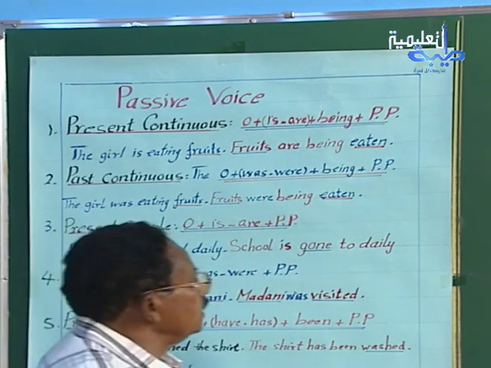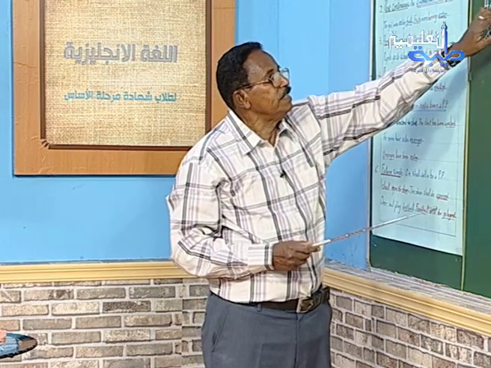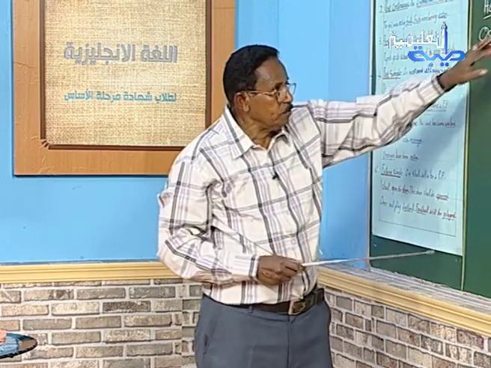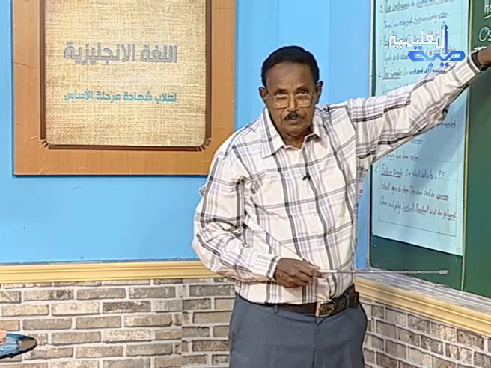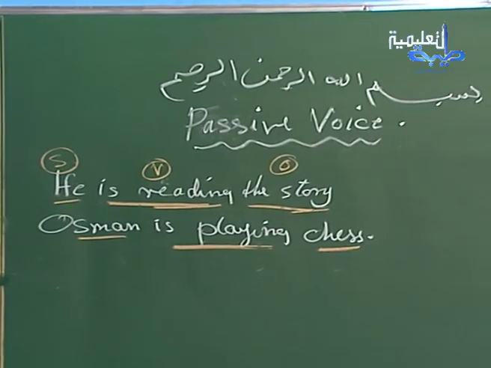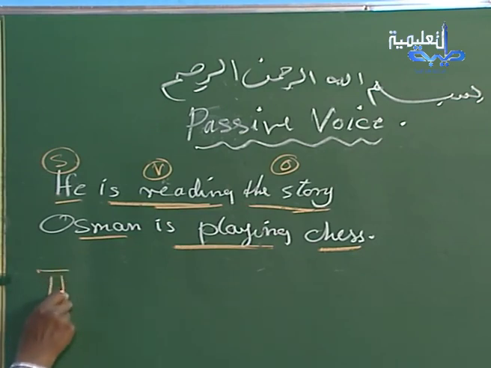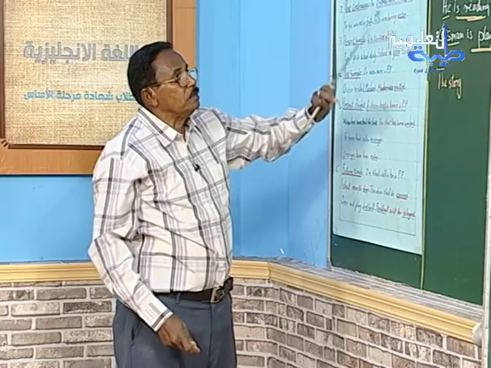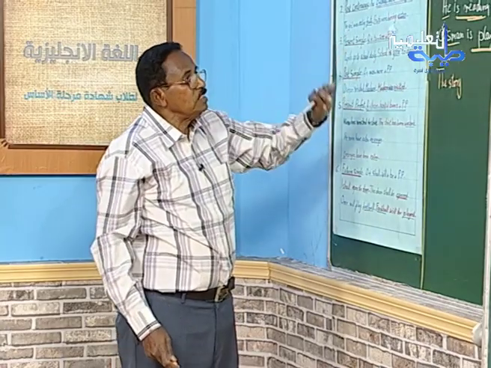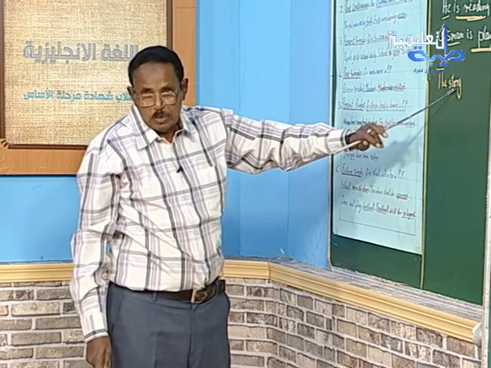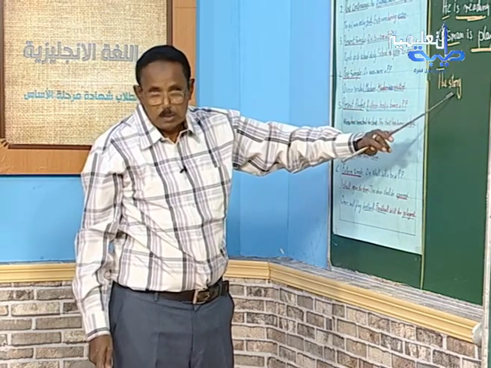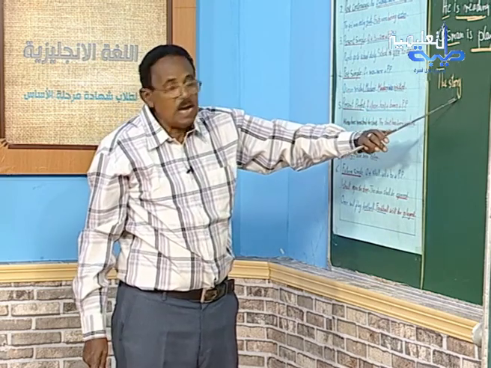Take this as an example. He is reading the story. What is the object here? The object is the story. Okay? We start our sentence with the story. After this is it plural or singular? The story is singular, but the stories are plural.